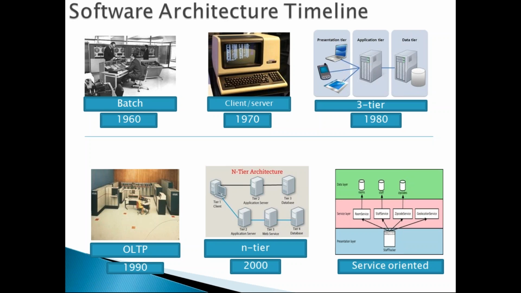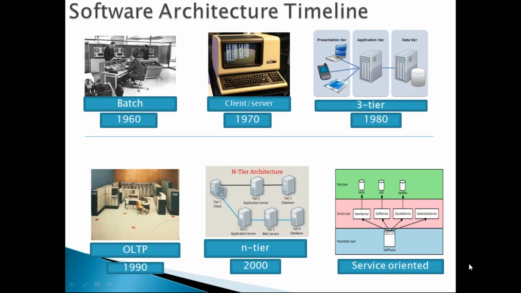And then comes service-oriented architecture, introduced in the late 2000s. Service-oriented architecture contains three layers: presentation layer, service layer, and data layer. In the three-tier architecture we have the presentation layer, application layer, and data layer. So what differs is the application layer and the service layer.